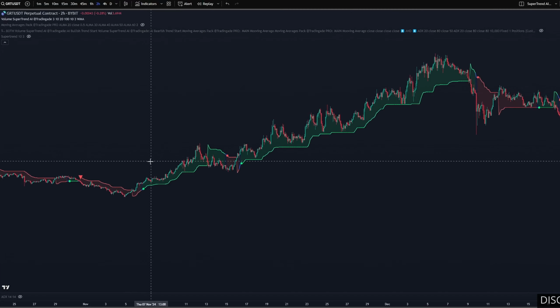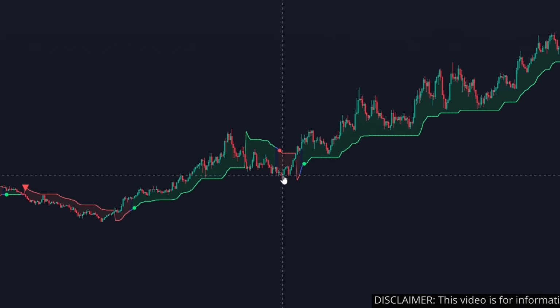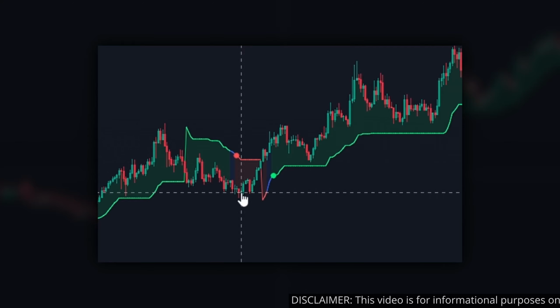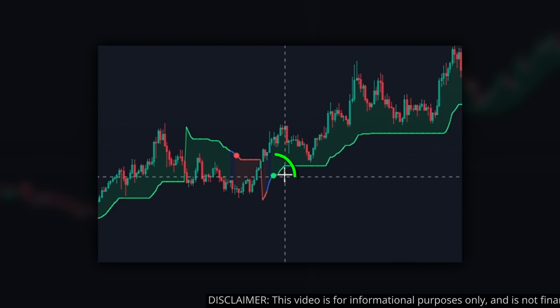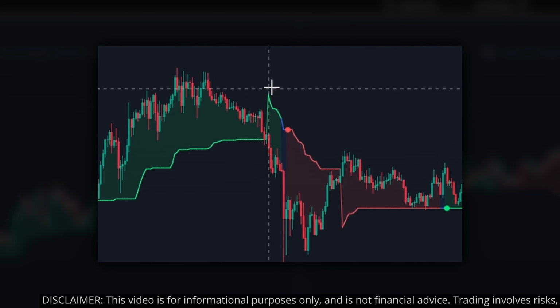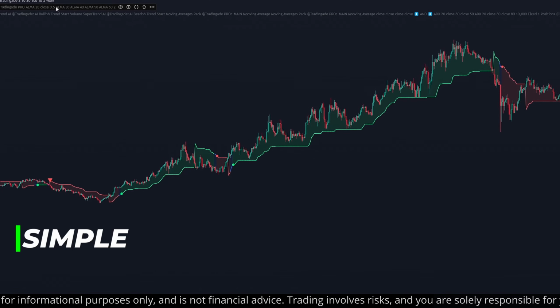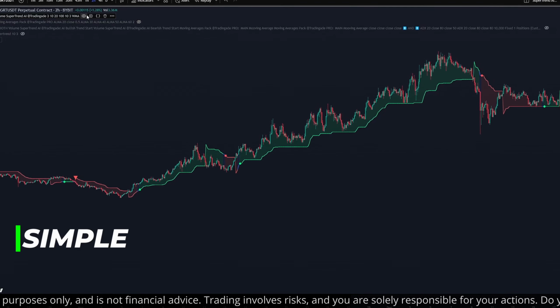Similar to the SuperTrend, the buy and sell signals are really simple. We're gonna go long whenever we switch from the red SuperTrend to the green one, and it's also represented by this green point, while we're gonna go short whenever we switch from green to red, represented by a red circle. So it's a really simple indicator to implement and build a strategy around.